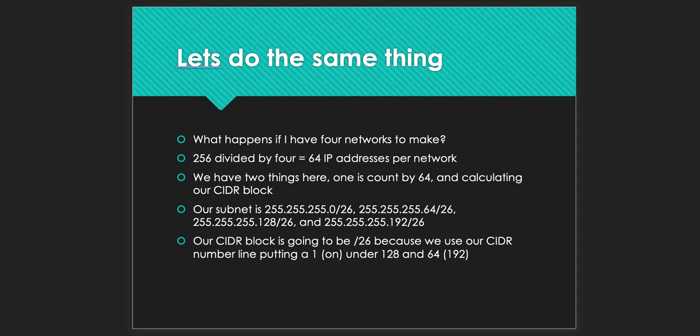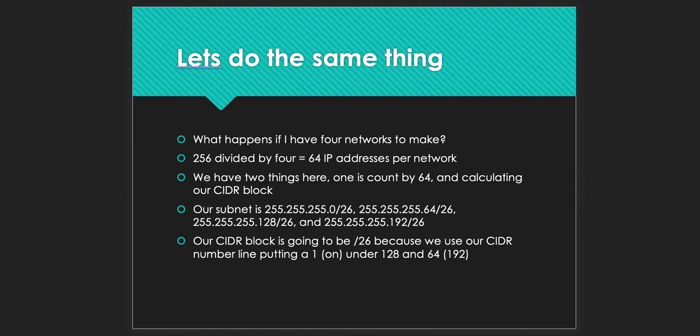So what happens if I have to divide my network into 4 chunks? That's 64 IP addresses per network, because I divide 256 by 4, right? Again, remember, I need 256 for the math. We have 2 things here. One is counting by 64, and the other one is calculating our CIDR block. So if our subnet has 255, 255, 255, so 8, 16, 24, and then 128 and 64 are covered in my binary, so 8, 16, 24, 25, 26. So my CIDR block is 26.